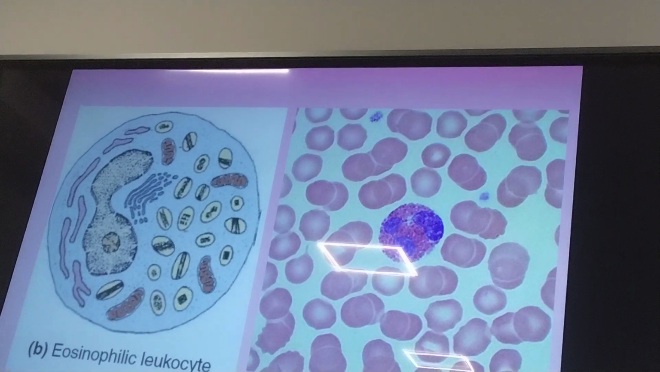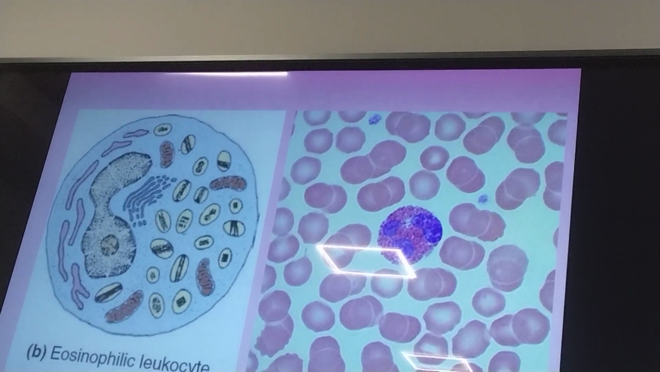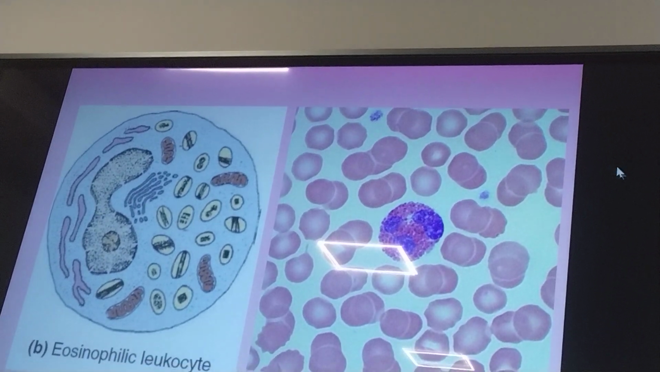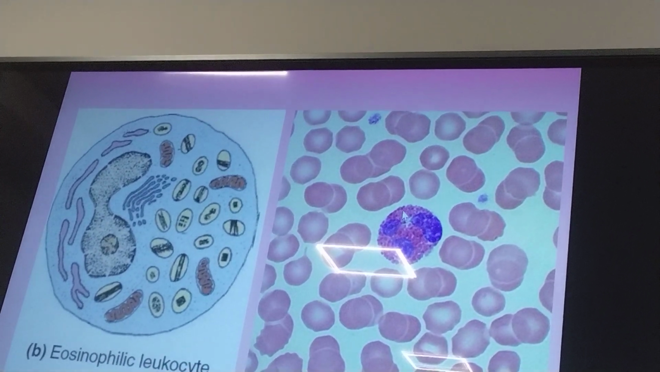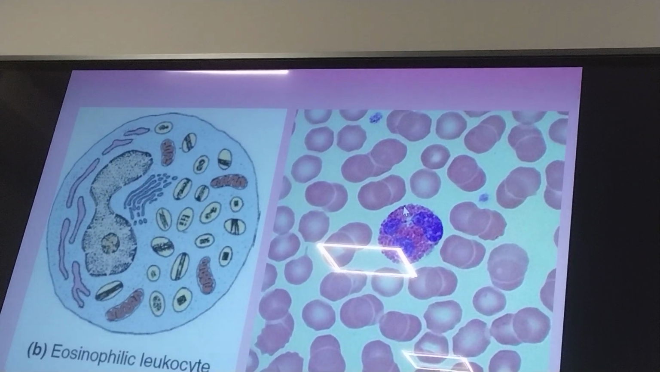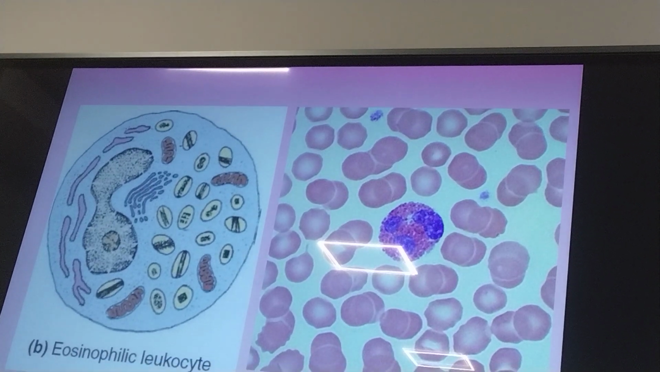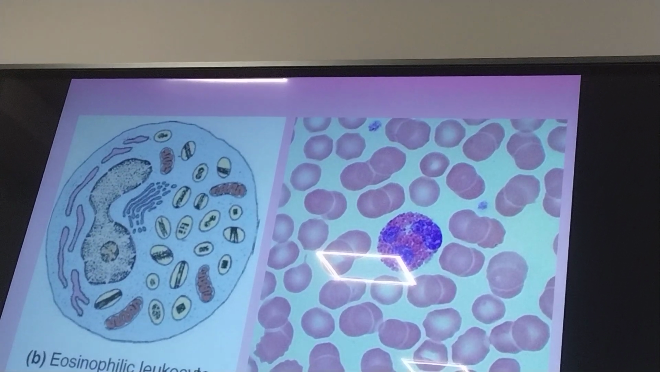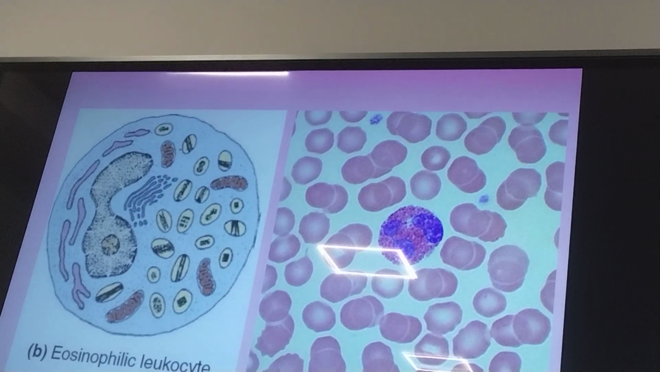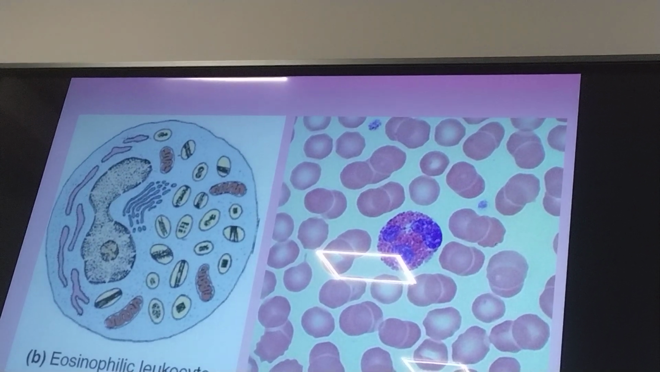Well, eosinophilic leukocyte, that's a major blood cell. See what we have? Red dots inside it, eosinophilic granules. Why are they eosinophilic? Because they contain the proteins, chemotoxic factors, and other membrane.